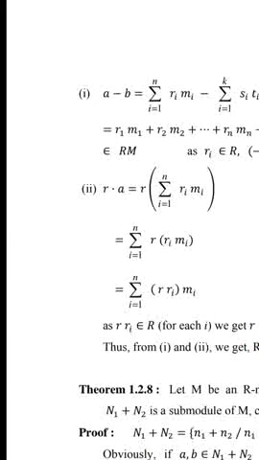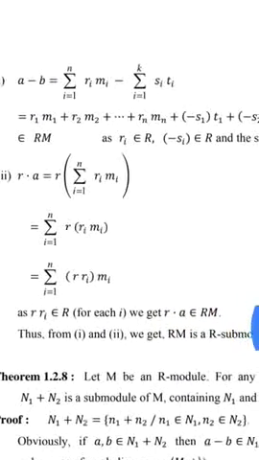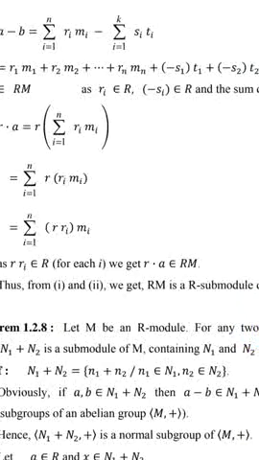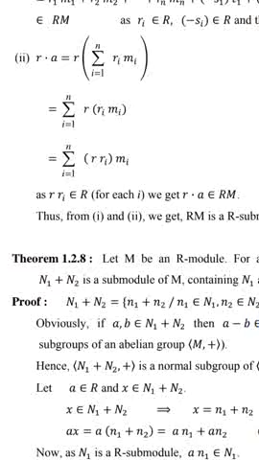Therefore, r into a is equal to r into the summation of Ri mi, i equal to 1 to n, which is equal to the summation of r Ri mi, whereas r Ri belongs to R for each i. We get r a belongs to Rm. Thus, from the first and second, we get Rm is an R-submodule of M.